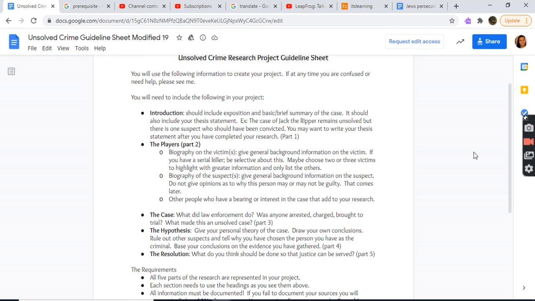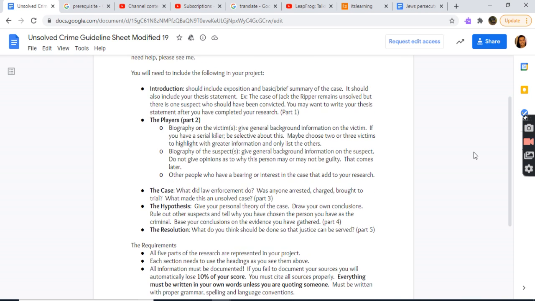Introduction should include exposition and a basic brief summary of the case. It should also include your thesis statement. Example, the case of Jack the Ripper remains unsolved, but there is one suspect who should have been convicted. You may want to write your thesis statement after you have completed your research. Part 1. The Players, Part 2. Biography on the victims. Give general background information on the victim. If you have a serial killer, be selective about this. Maybe choose 2 or 3 victims to highlight with the greater information, and only list the others.